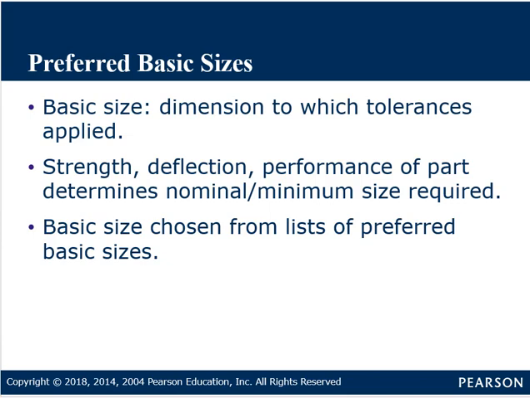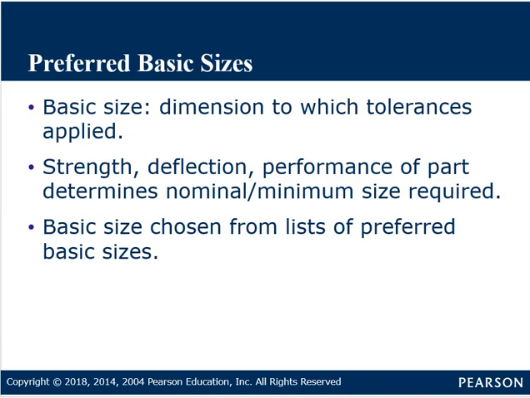Okay, here's another term for you, basic size. That's the dimension to which tolerances are applied. Now, strength, deflection, and performance of a part determine the nominal minimal size of the part. The basic size is chosen from lists of preferred basic sizes. In our case, that's in Appendix 2, Table A2-1 on page 784. That is our table of basic preferred sizes.